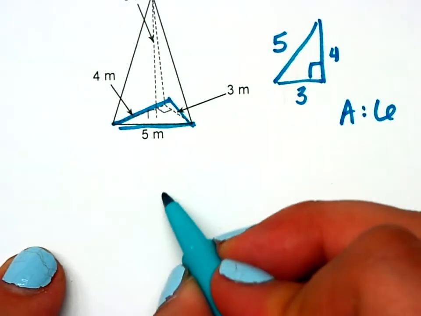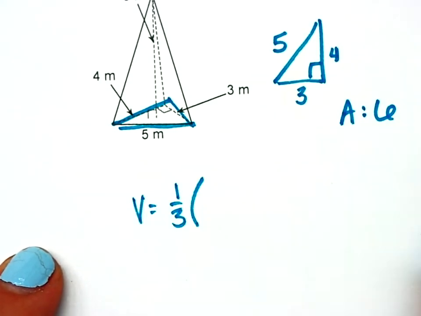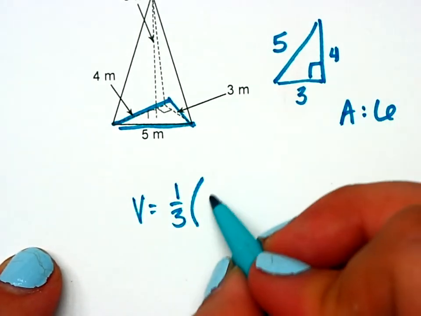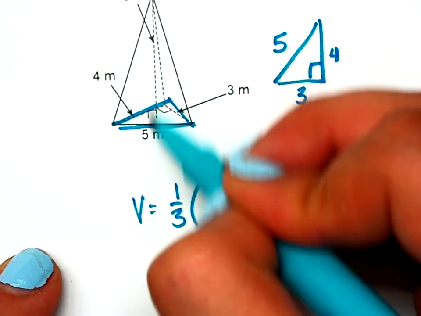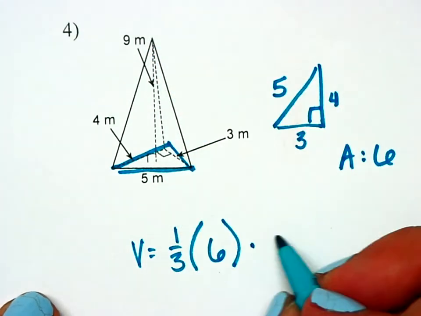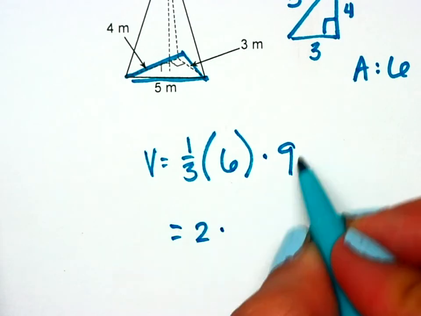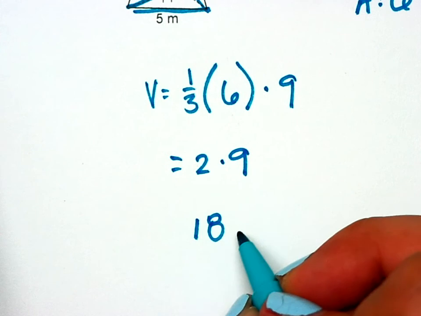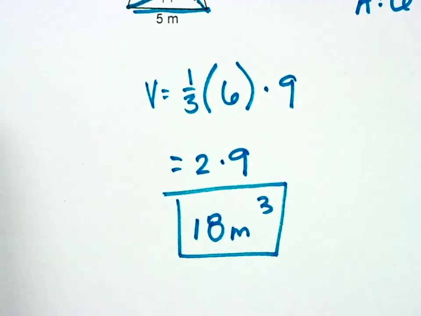Okay, so let's use our pyramid volume formula. 1/3 area of the base, that's 6. And then the height of the object is this 9 right here. You can see that, 9. Okay, so 6 divided by 3, that's 2. And then multiply by 9. So my final answer should be 18 meters cubed. And that's the volume of that pyramid.